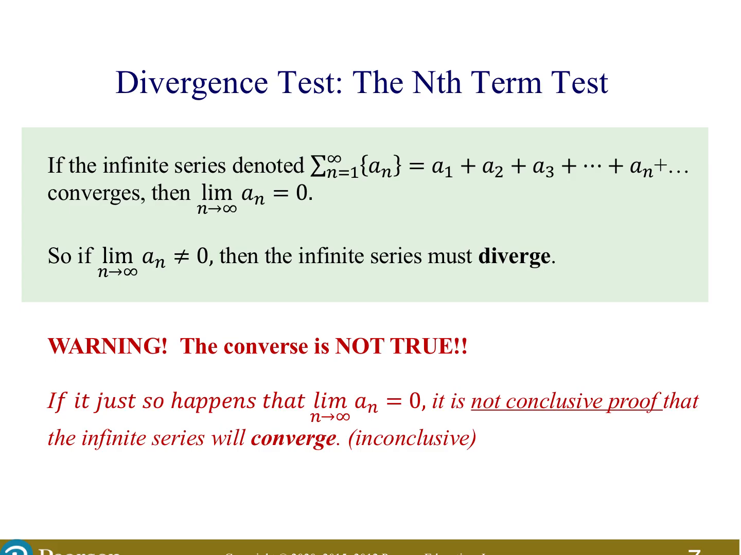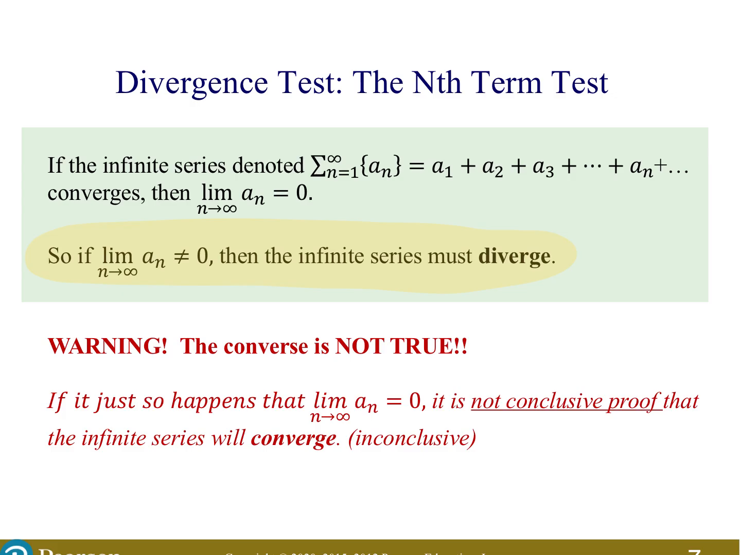The only thing that is true that you've got to walk out of here with the understanding of is this statement right here. The test that we're going to be talking about only guarantees divergence. It's the only test that you can only tell one thing from. The infinite series must diverge. Okay, so switch over to your list.